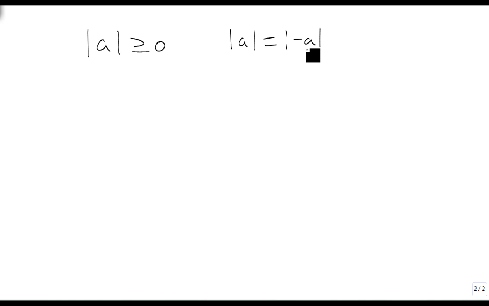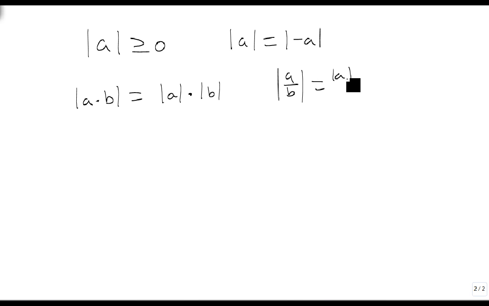Now this one is a little bit trickier, but it's important to keep in mind. The absolute value of a times b is equal to the absolute value of a times the absolute value of b. This can be used, for instance, to make solving absolute value equations a little bit easier depending on the problem. Likewise, just like with multiplication, there's also a division rule where the absolute value of a divided by b is equal to the absolute value of a divided by the absolute value of b, so long as, of course, b is not 0.